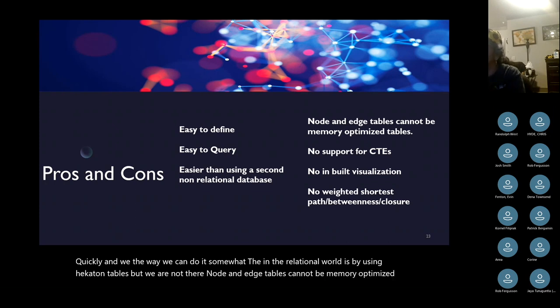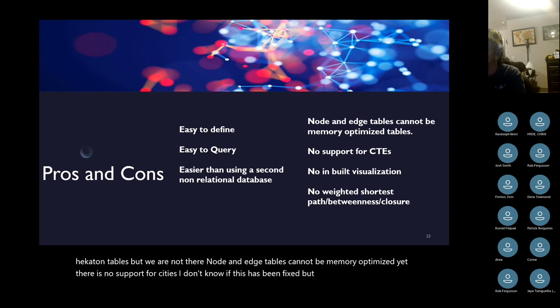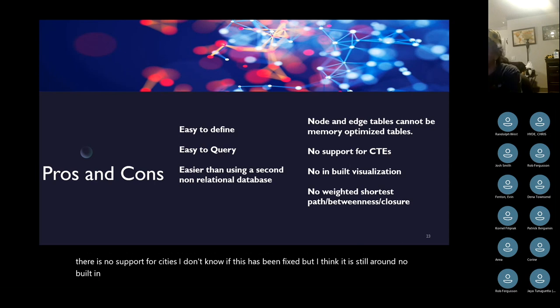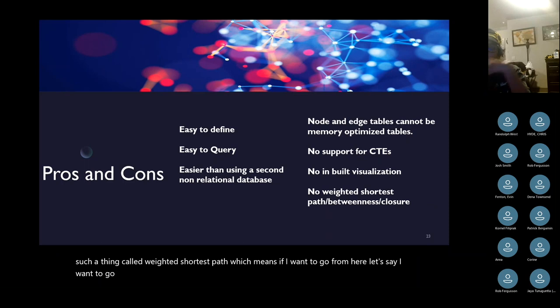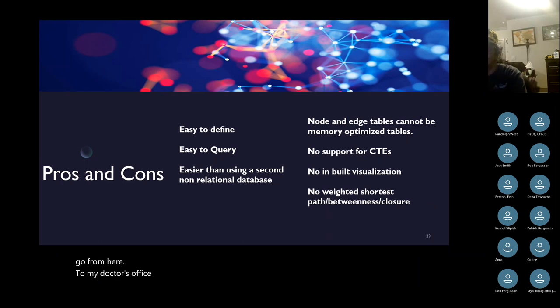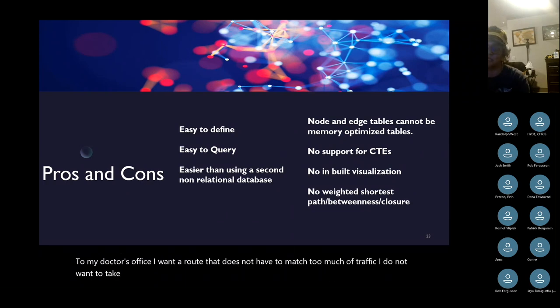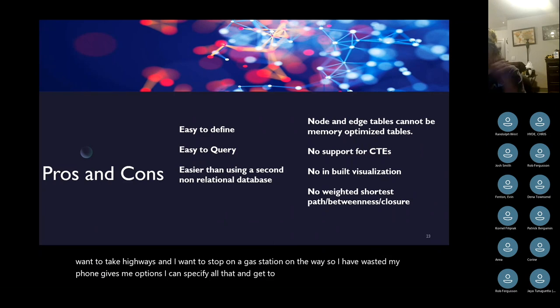There is no support for CTEs. I don't know if this has been fixed, but I think it is still around. No built-in visualization. And the last one with the shortest path is that with other graph databases, there is such a thing called weighted shortest path, which means, let's say I want to go from here to my doctor's office, I want a route that does not have too much traffic. I do not want to take highways, and I want to stop at a gas station on the way. My phone gives me options. I can specify all that and get the shortest path that includes all of that stuff. With the shortest path that we have in the SQL world, you cannot do anything like that.